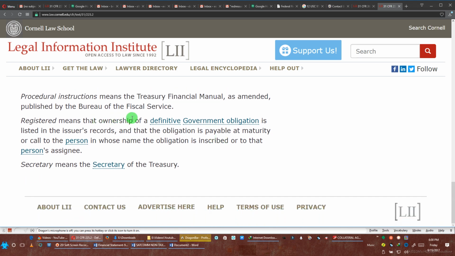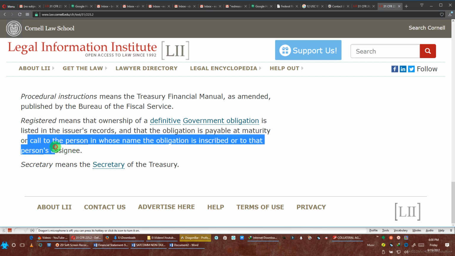Registered means the ownership of a definitive government obligation is listed as the issuer records, or that the obligation is payable at maturity, or call on person in whose name the obligation is inscribed, or that the person assignee. Ladies and gentlemen, let's assume that we are the person, and let's say that we can make a call on our securities held by the Federal Reserve.